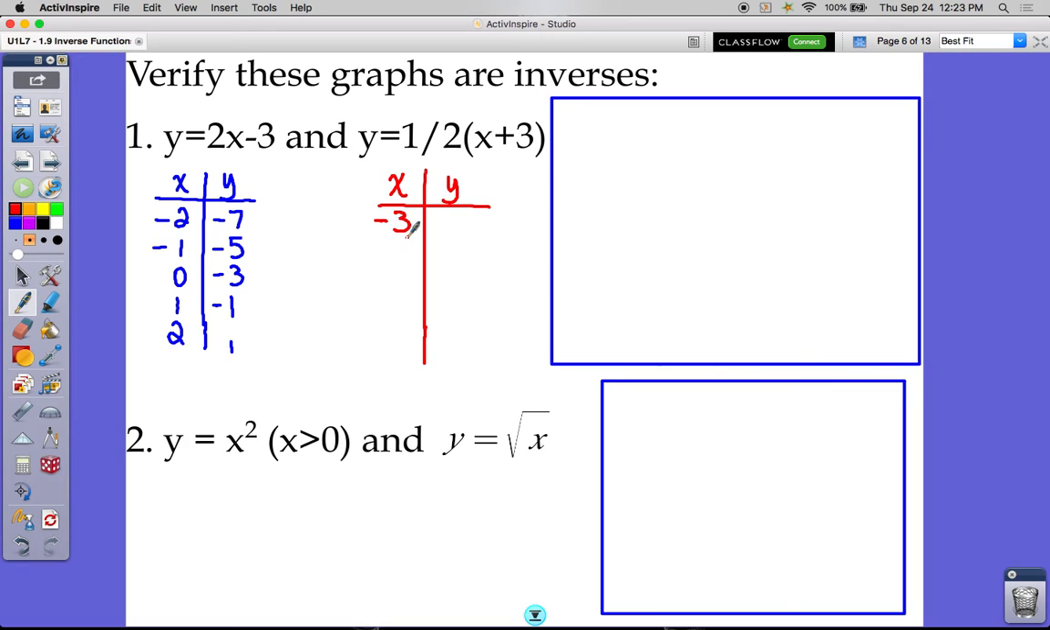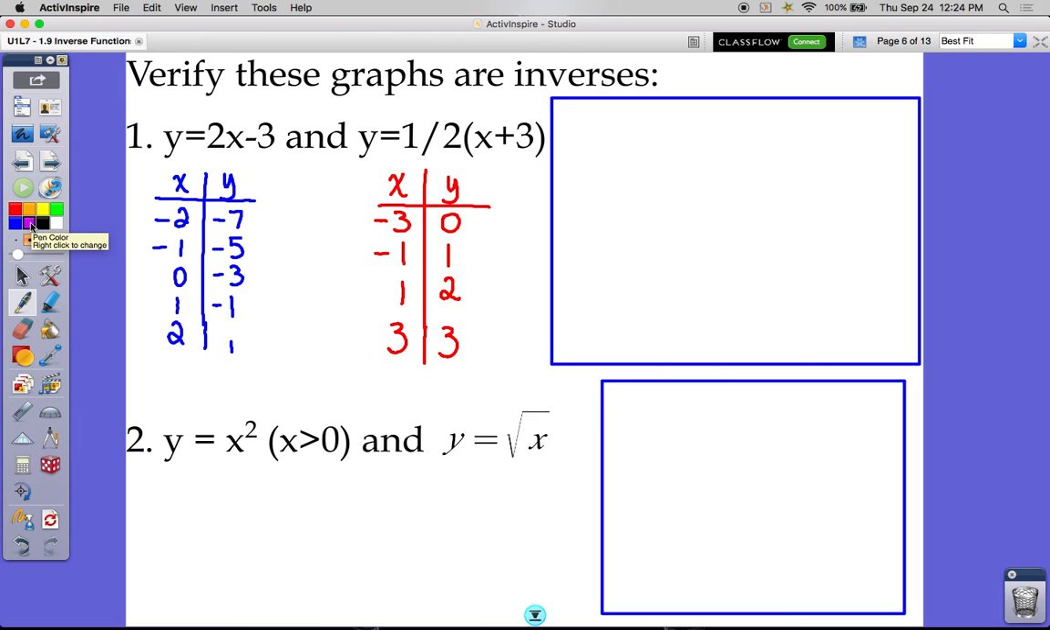So let's do -3. -3 plus 3 is 0. Half of that is 0. So let's go -1. -1 plus 3 is 2. Half of 2 is 1. +1 is 4. Half of 4 is 2. And likewise, if I take +3 plus 3 is 6. Half of that is 3. So I strategically picked points that I can take half of after adding 3 to it, meaning I just had to look at some odd numbers.